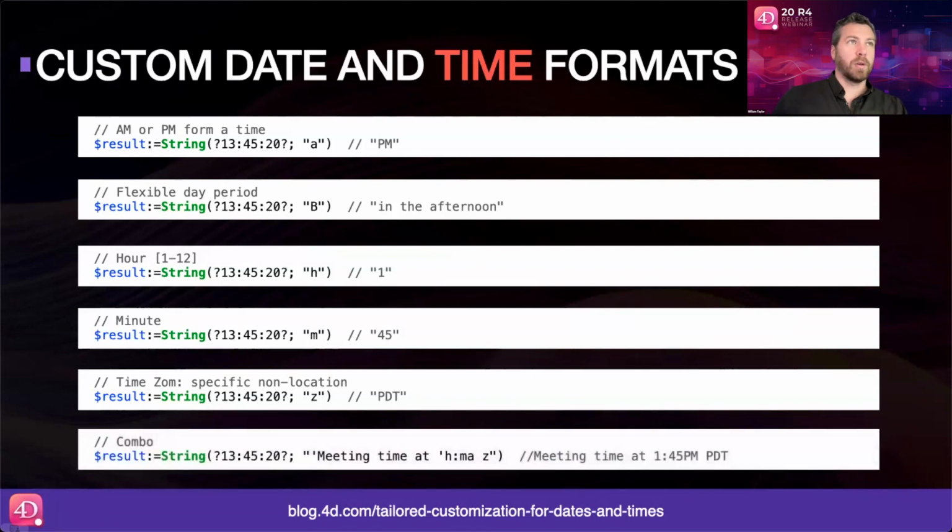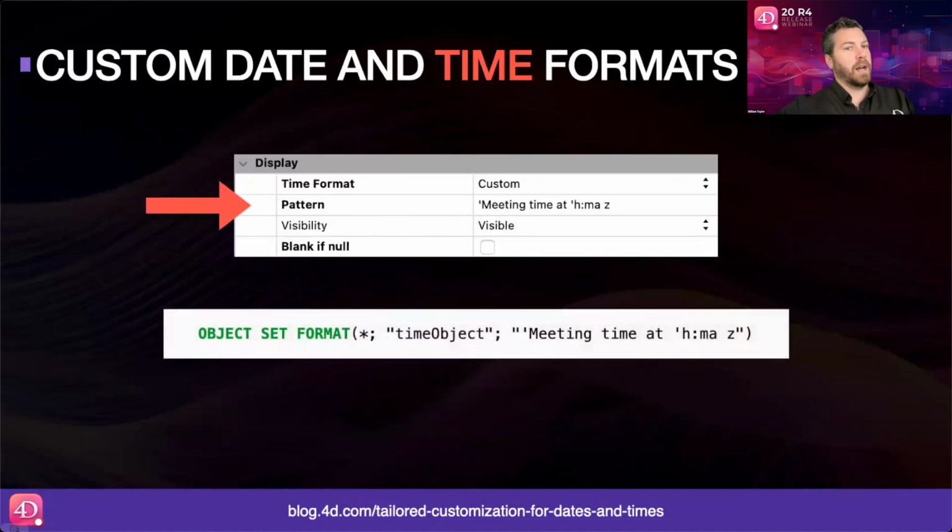And in a similar way to the date format, you can add text and patterns together, and you can have a really good human readable message, meeting time at 1:45 PDT. Now, in a similar way, you can add the custom pattern to your time object in the property list, or you can set it programmatically using the object set format command.